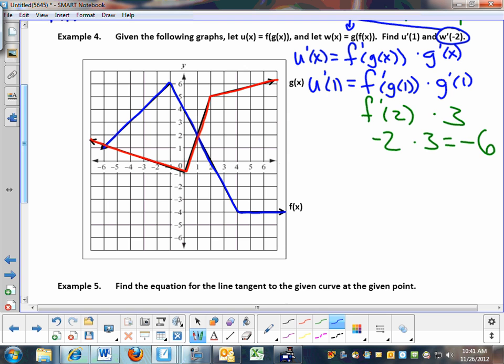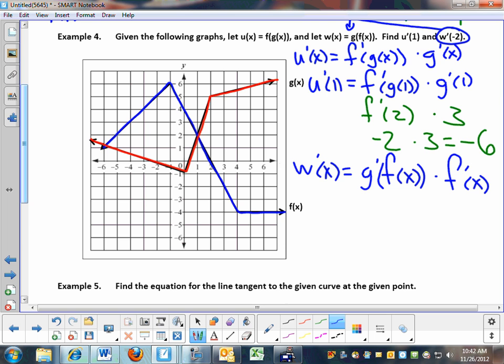So the first thing that I like to write is w prime of x is equal to, who can finish this part off for me? Good. The derivative of the outside with the inside left alone times the derivative of the inside. Because of this rule right here. So it says w of x is equal to g of f of x. So it's the composition the other way around. Okay?